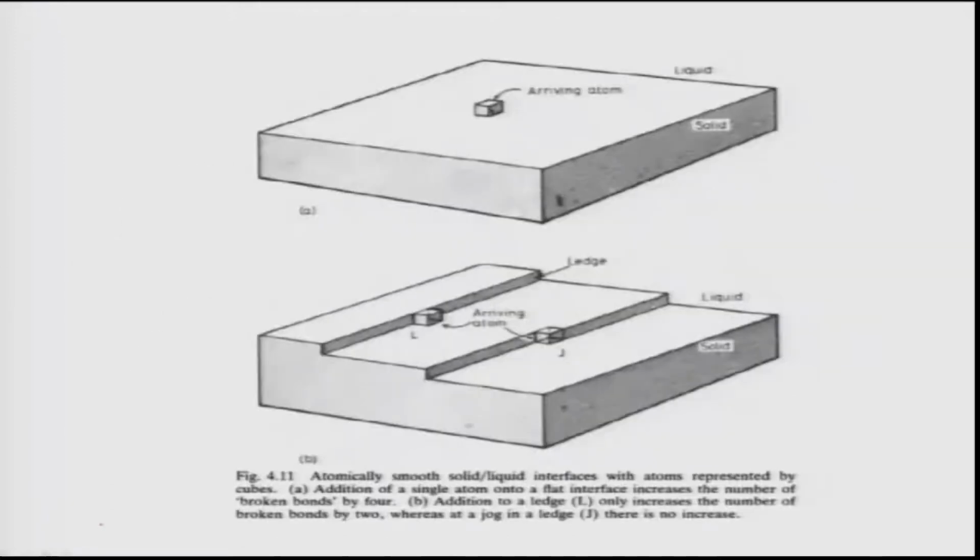In case of a rough interface, where the interface is jagged, what you need is basically a step or a ledge, or even a kink on the ledge, for the growth to proceed. This very routinely happens in various metalloids like silicon and germanium. So this kind of growth is known as stepwise growth.